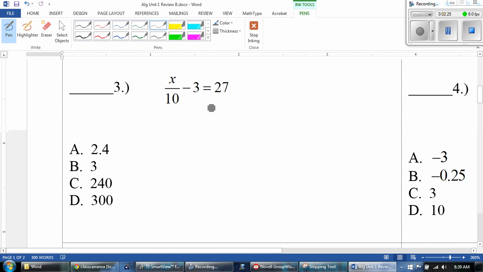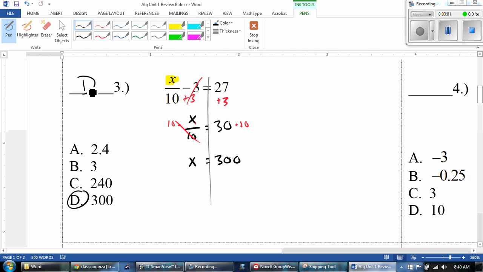Okay, so we're getting a little bit longer. Remember SADMAP, the first thing we do is cancel addition or subtraction. Okay, so we have x over 10 equaling 27 plus 3 is 30. And to get the x by itself, right now it's being divided. So the opposite of division is multiplication. 30 times 10 is 300.